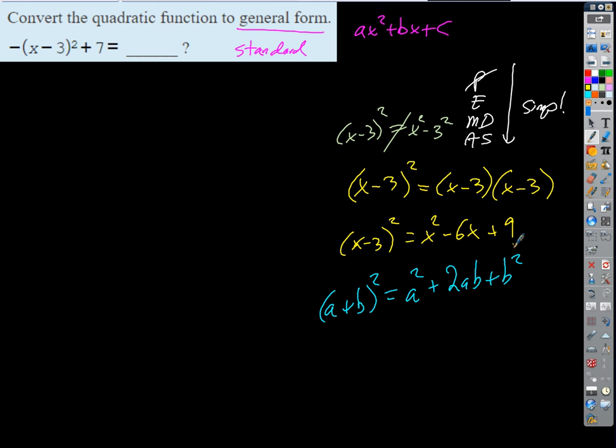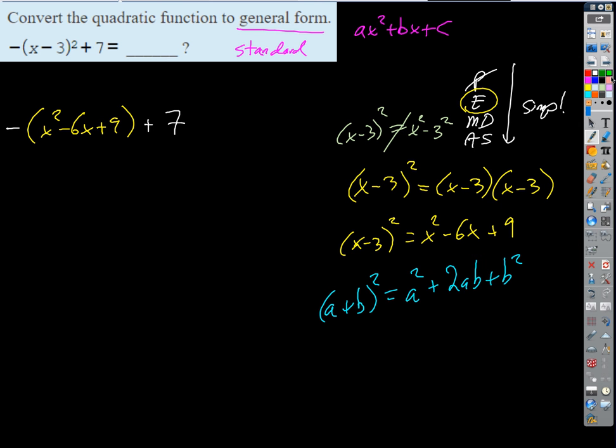So the first step is just to get rid of the x minus 3 squared. So that takes us down to negative, and then the x minus 3 squared we're going to replace with x squared minus 6x plus 9 plus 7, right? Notice I have to keep that in parentheses, though, because it's being multiplied out front by that negative 1, right? So it's got to stay in parentheses.